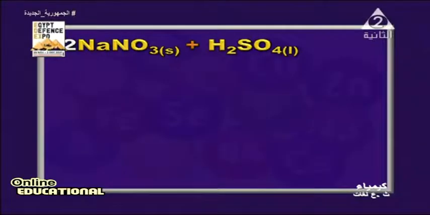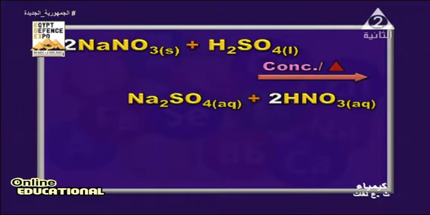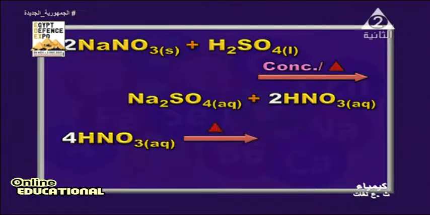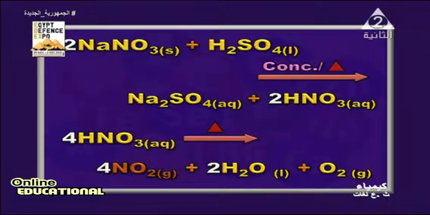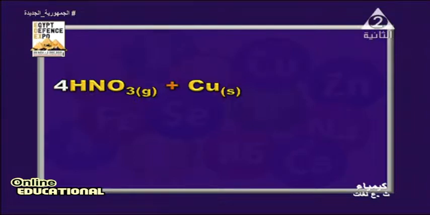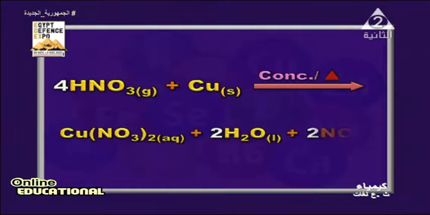The equation of the reaction: sodium nitrate, which is solid salt, adding concentrated sulfuric acid, which is liquid, gives sodium sulfate solution and nitric acid is produced. Then nitric acid is decomposed by heat, giving nitrogen dioxide gas, which is reddish brown fumes, releasing water and oxygen gas. Here, when we add copper turning, copper powder, on the concentrated nitric acid, what happens? Copper nitrate is produced, water and nitrogen dioxide gas, which is reddish brown fumes.